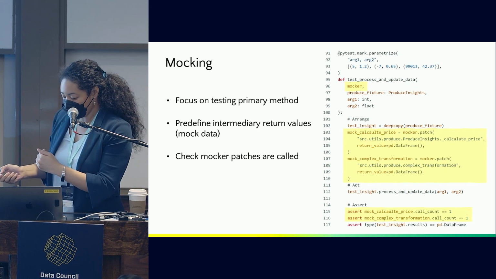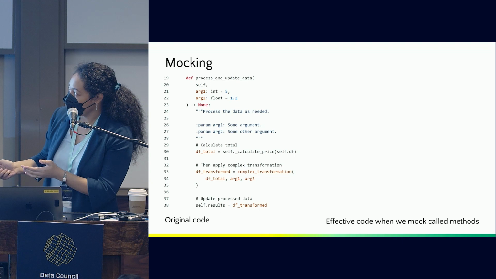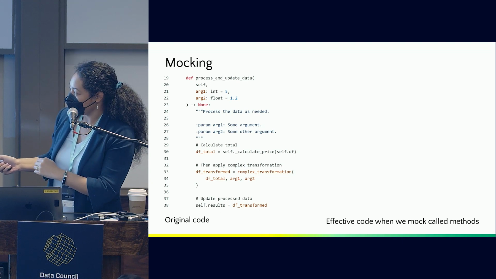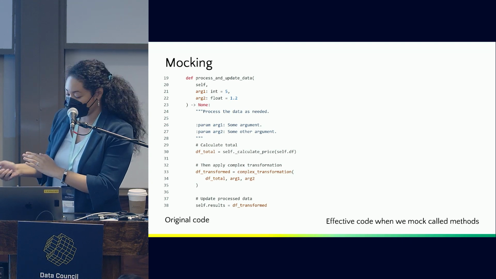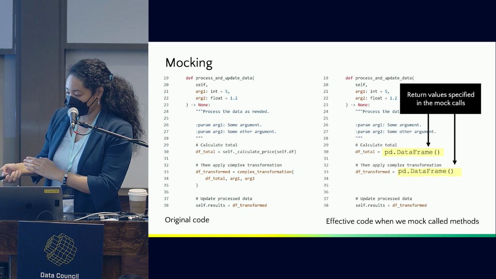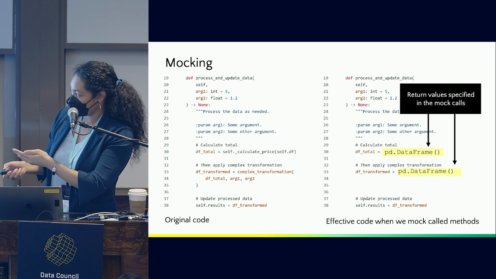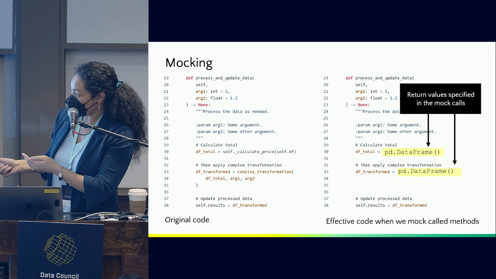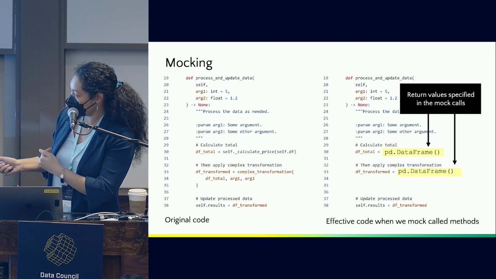So what does this actually look like? Let's go back to that method. So here's that original code that we're looking at before. And if we apply those mocker.patches, it's effectively this. So you can see that the calls to those methods are replaced with whatever return values we specified.